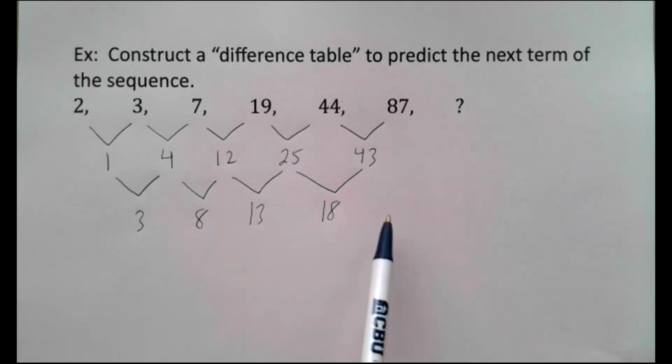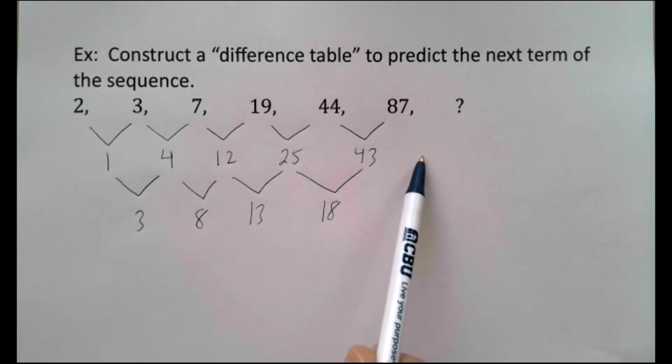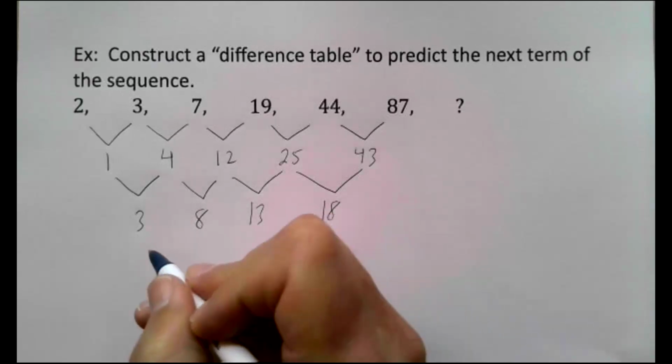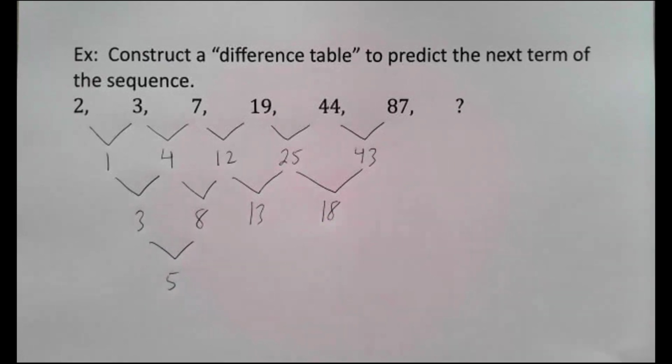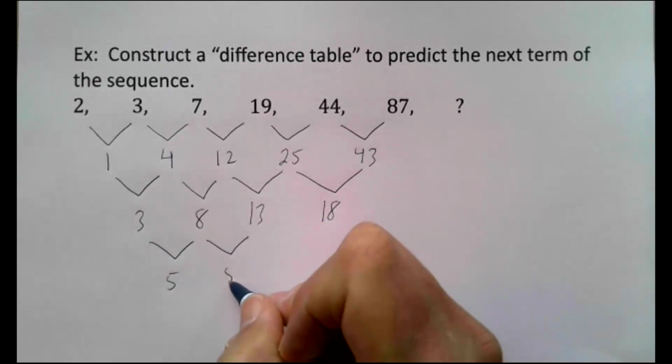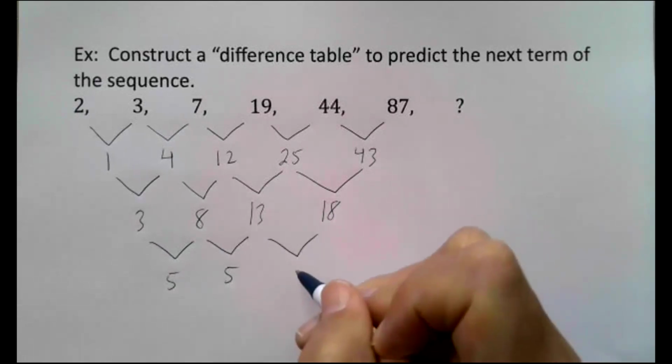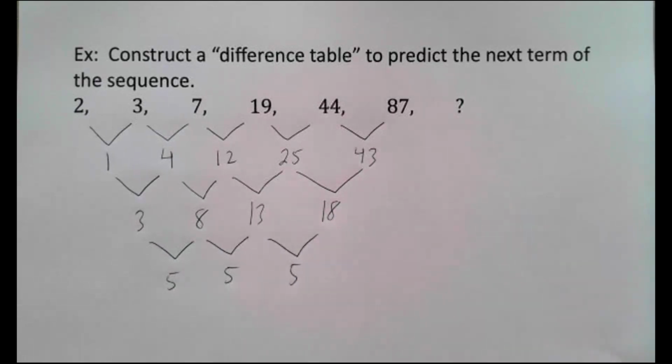If you do see a pattern right now, go ahead and put the next number in this pattern right here, add it to 43, you got that number, add it to 87, you got your answer. If you don't see a pattern right now, that's okay, make another line. What's 8 minus 3? 5. What's 13 minus 8? 5. What's 18 minus 13? 5.